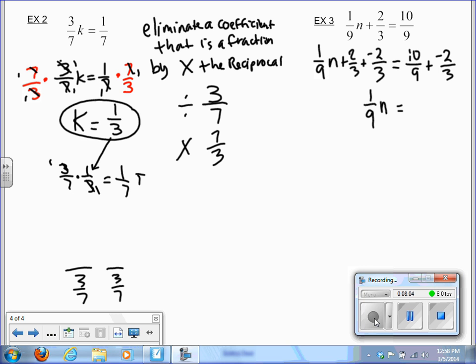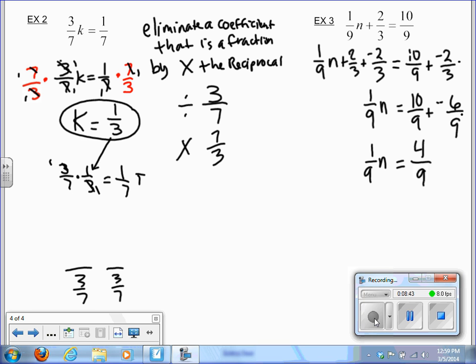Okay, what do I need on the right side? What do I need on the right side? Ananya? Good, tell me what this is going to be. 10/9 plus, good, negative 6/9. So we can't add 10/9 and negative 2/3 until we have common denominators. So now I have 1/9 of n. 10/9 plus negative 6/9, kids, is 4/9.